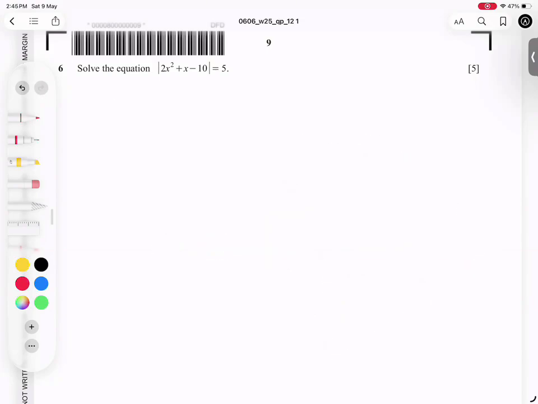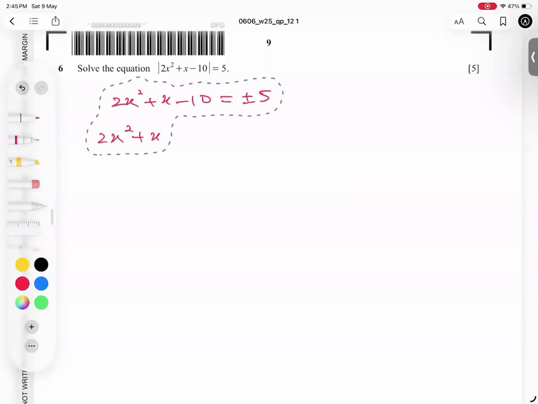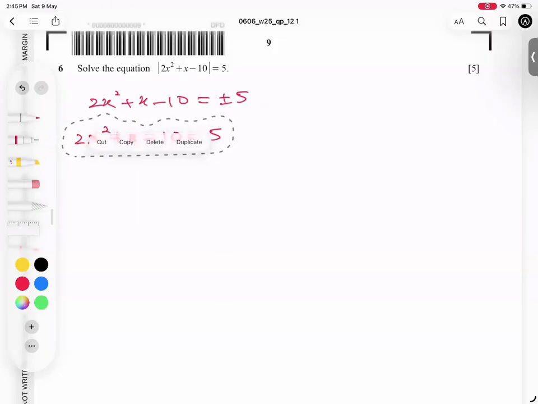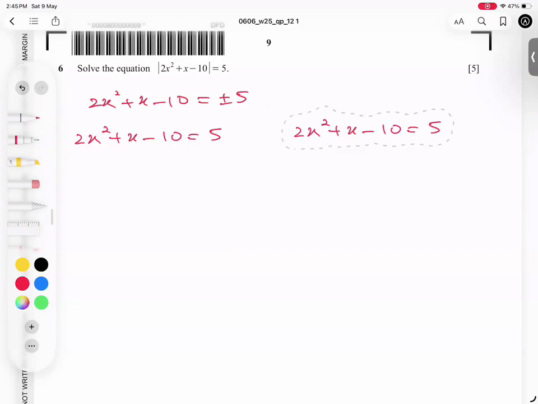2x square plus x minus 10 is equal to one time plus 5 and one time minus 5. So I will do one by one. I have reasonable space, so I'm doing the positive one here and the negative one there. The same equation, I'm copying and pasting here, with the negative sign.